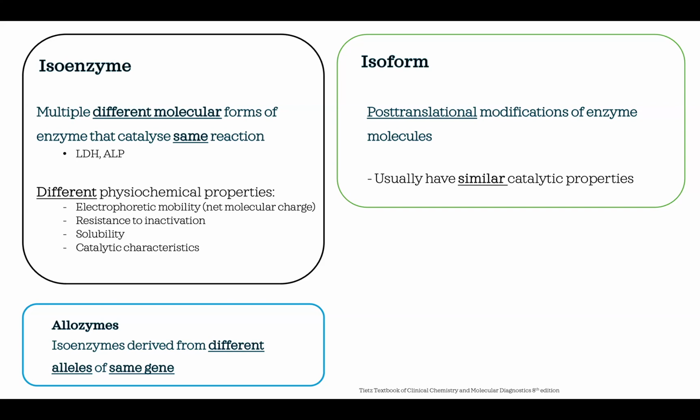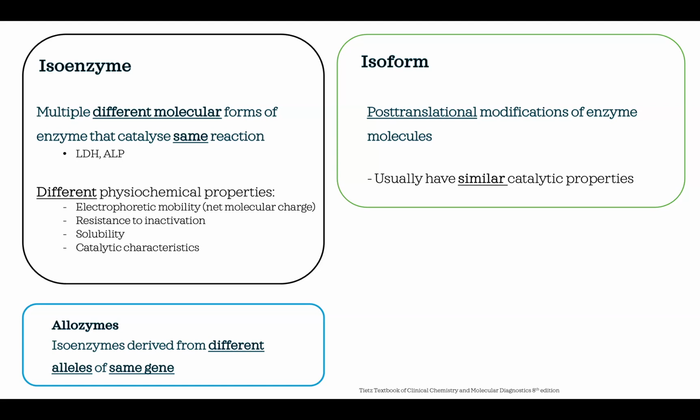Examples you can see are LDH and ALP. For instance, lactate dehydrogenase catalyzes the conversion between lactate and pyruvate in glycolysis and aerobic respiration, and it has 5 isoenzymes, LDH1, LDH2, LDH3, LDH4, LDH5, and they are made from different combinations of 2 subunits. I will show this on a subsequent slide in more detail.